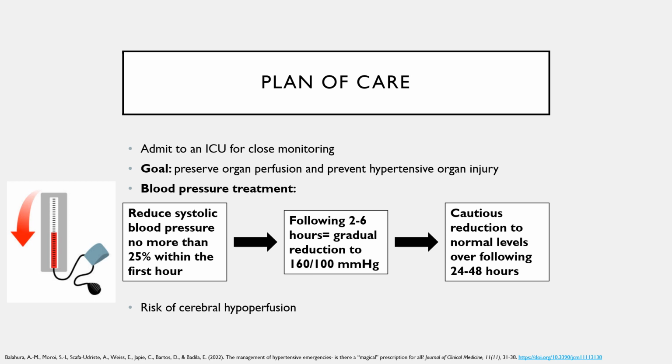Patients experiencing a hypertensive emergency need to be admitted to the ICU for close monitoring. When in the ICU, the goal is not to achieve a particular blood pressure value, but rather to preserve organ perfusion and prevent hypertensive organ injury. Blood pressure should be lowered in a controlled manner with a reduction in systolic blood pressure not more than 25% in the first hour. In the following 2 to 6 hours, the blood pressure should be gradually lowered to 160/100, and over the next 24 to 48 hours, the blood pressure should return to baseline levels while in the ICU.